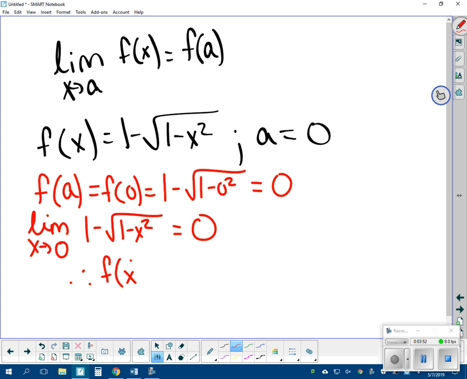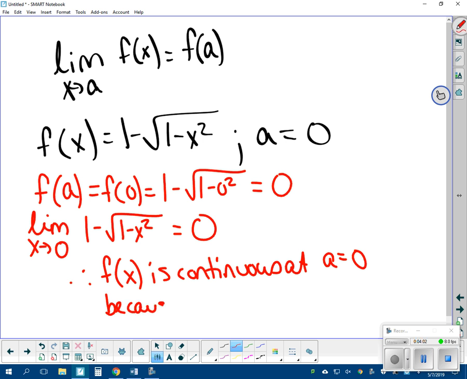f of x is continuous at a equals 0 because the limit as x approaches 0 of f of x is equal to f of 0. If you got two different numbers, obviously you're not continuous. Where you get two different values, like one that's not continuous, yes.